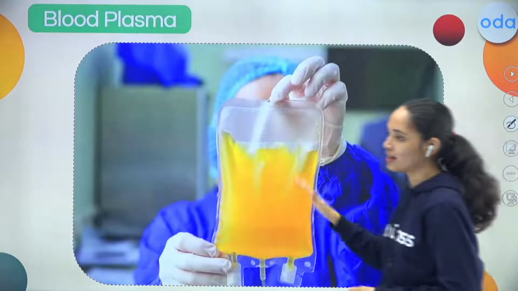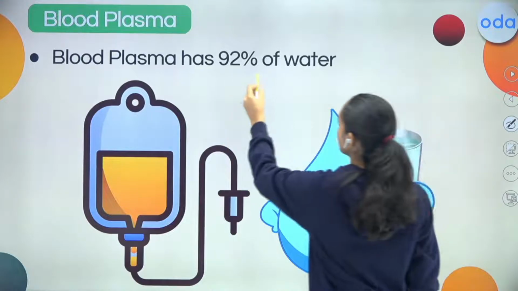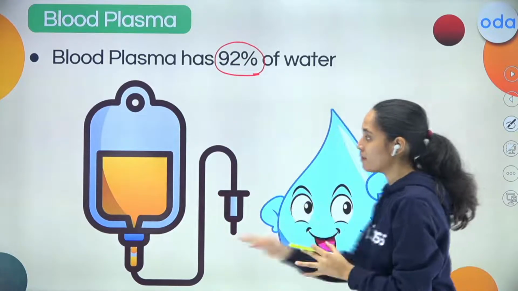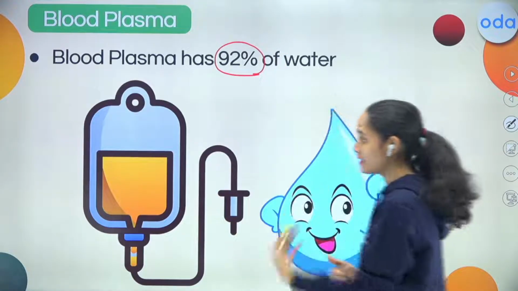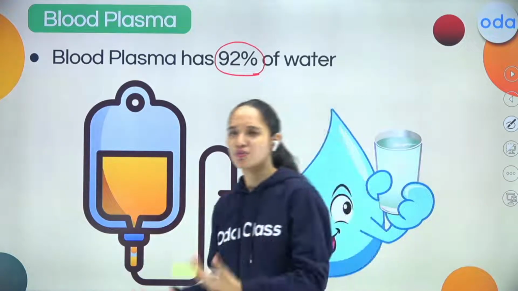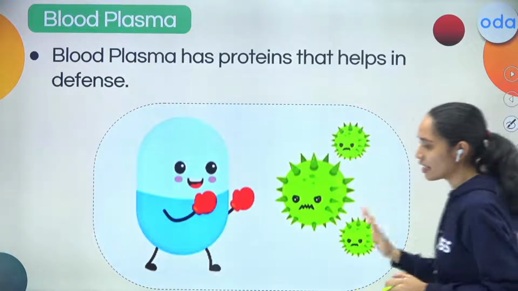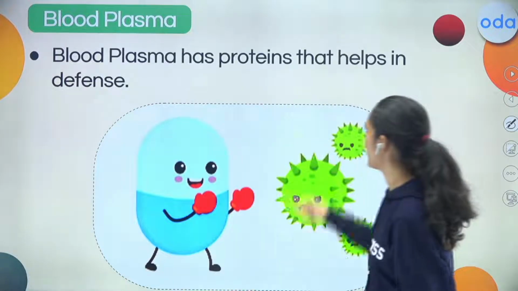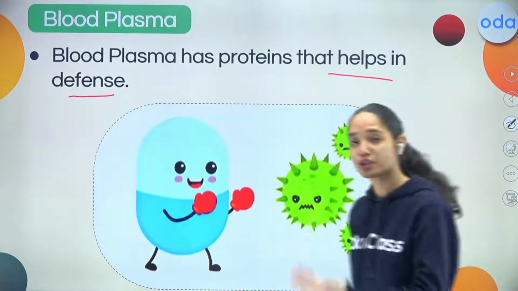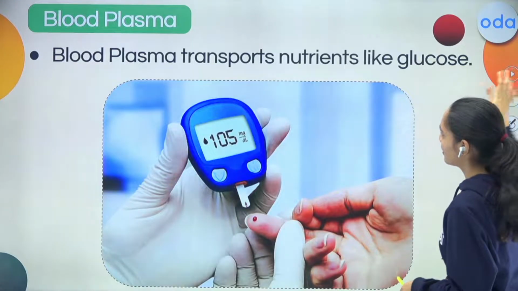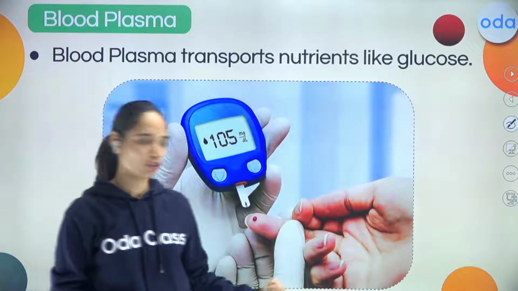Now, this plasma is the yellow fluid which is present in the blood, and this plasma has 92% of water. The maximum quantity of plasma is made up of water, and the rest is made up of nutrients, urea, and some proteins. The proteins which are present in the plasma basically help in defense. They protect against the germs which cause diseases. Not only this, my dear children, the blood plasma also transports nutrients like glucose.